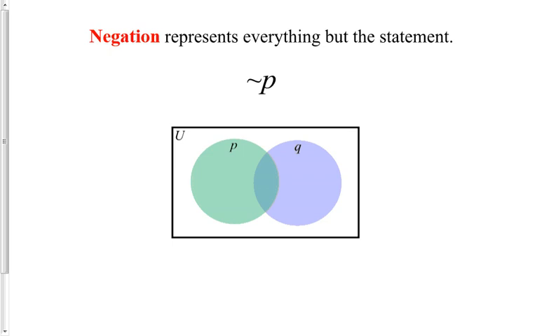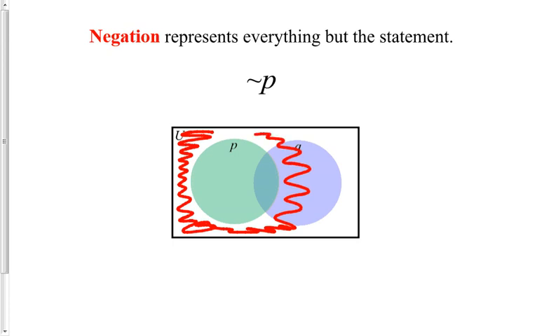Finally, we have the negation. The negation represents everything but the statement. So the notation here is not P. Looking at our Venn diagram, the part of the Venn diagram that represents the negation of P, or not P, is everything outside of circle P. So all of this and everything inside of circle Q that doesn't overlap with P.